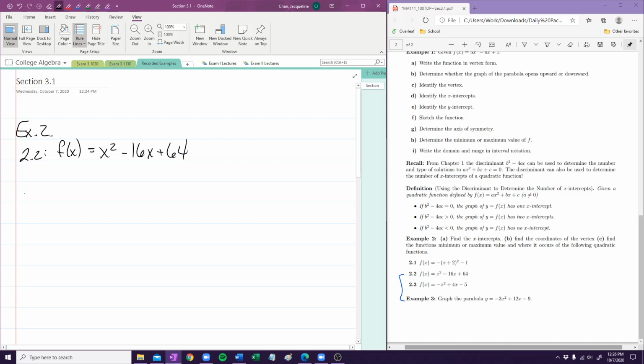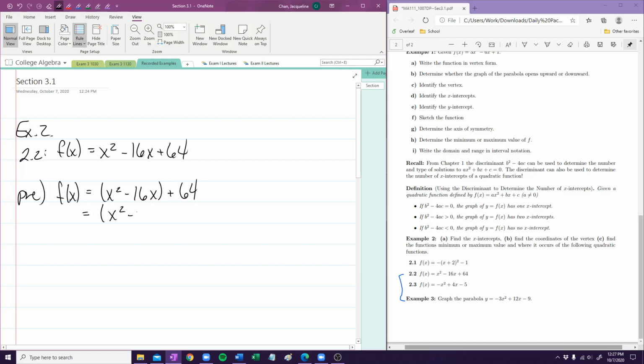It's not even required, but good to know, good to see. So I'm going to find the vertex form. The first thing that we want to do is make sure that the coefficient of my leading term is 1. Luckily, it's already 1. So I'm just going to put parentheses around these two terms I am working with. And then now I'm going to complete the square.